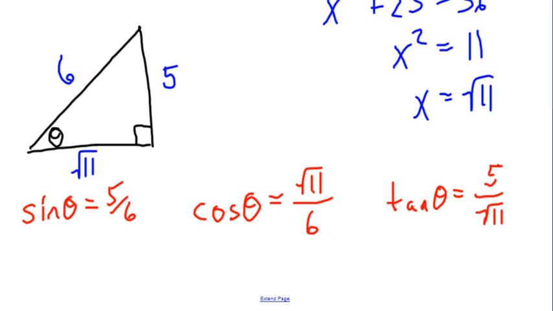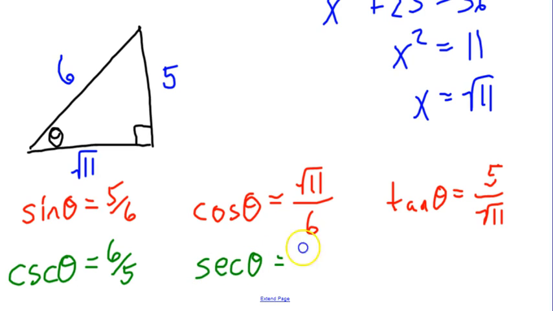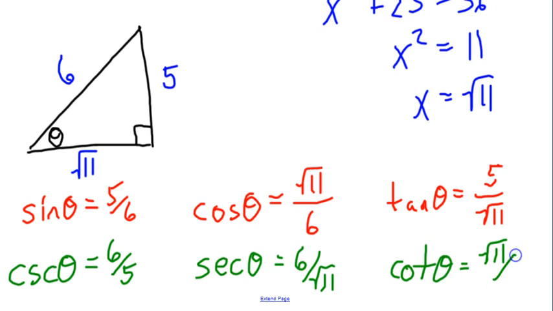Now, if we're trying to find the other 3, remember those are just reciprocals of the other ones. So sine corresponds to cosecant of theta, which would be the reciprocal of 5/6, which is 6/5. The secant of theta would be the reciprocal of cosine, 6 over radical 11. And the cotangent of theta would be radical 11 over 5.